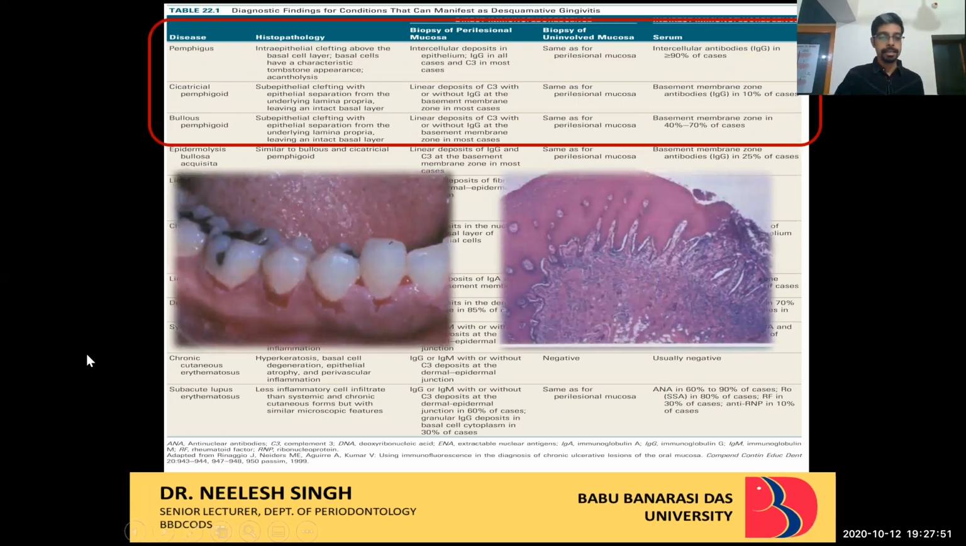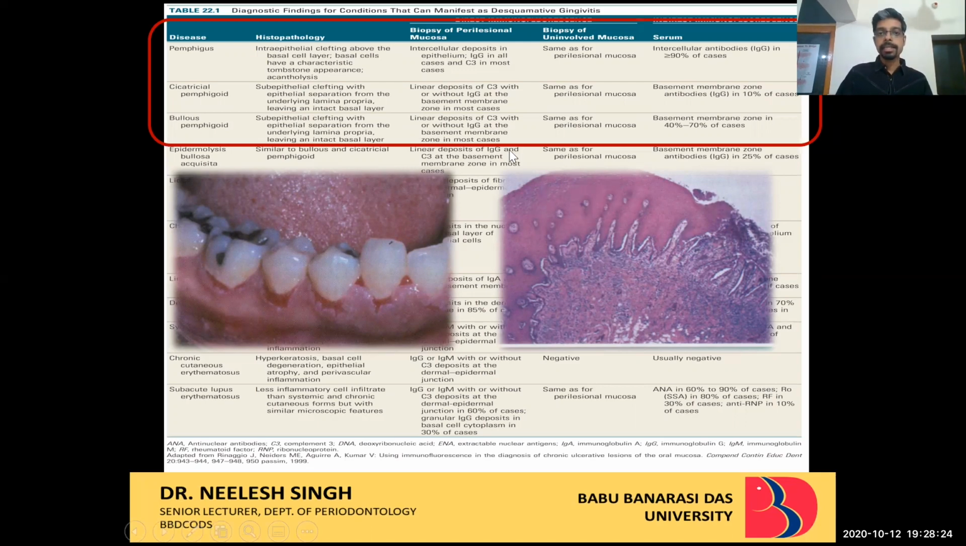First is the pemphigus. Pemphigus basically presents as multiple erosions on the gingiva, and histologically we can see intraepithelial clefting. These small circles you can see in the epithelium. This is intraepithelial clefting, meaning space. The basal cells have a characteristic tombstone appearance, and there is also acantholysis present. This is the acantholysis.